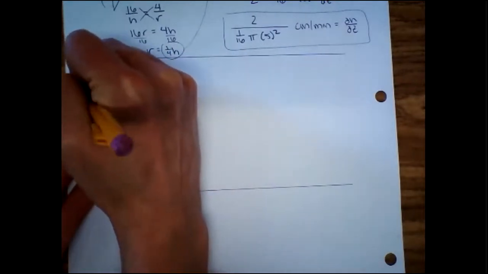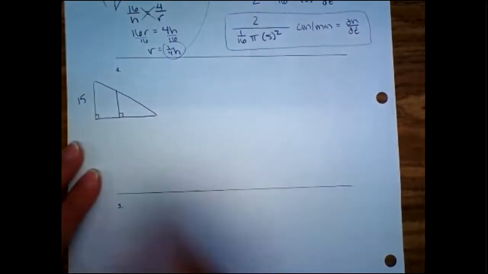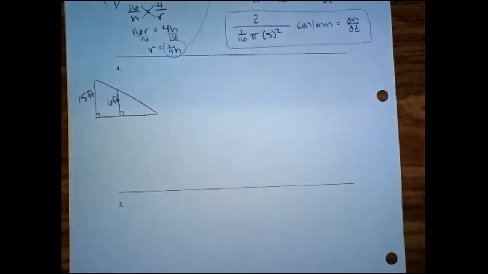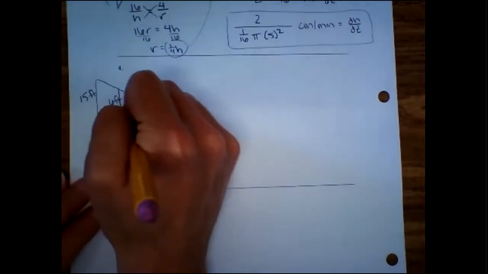The lamppost was 15, was it feet or meters? I have it written down. Feet, 15 feet, and the man is 6 feet. You can label those because they're not changing. Now he is moving though. He is walking this way.